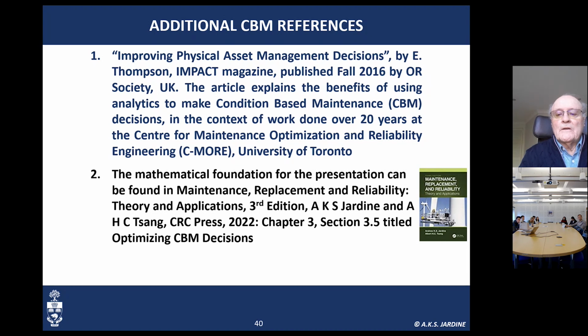about as well. Also, as Marcia mentioned, I've had good fortune to publish a few books, and the most recent one was last year, 2022. It's a third edition with a former PhD student of mine, Albert Chung, and the mathematical foundation of what I've been speaking about appears in chapter 3 of the book, because chapter 3 deals with inspection decisions.